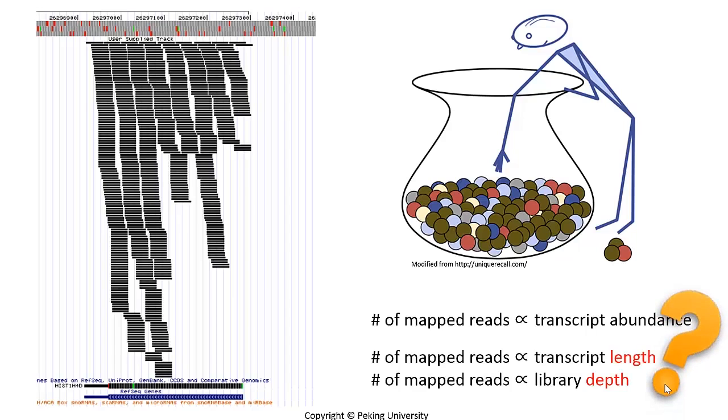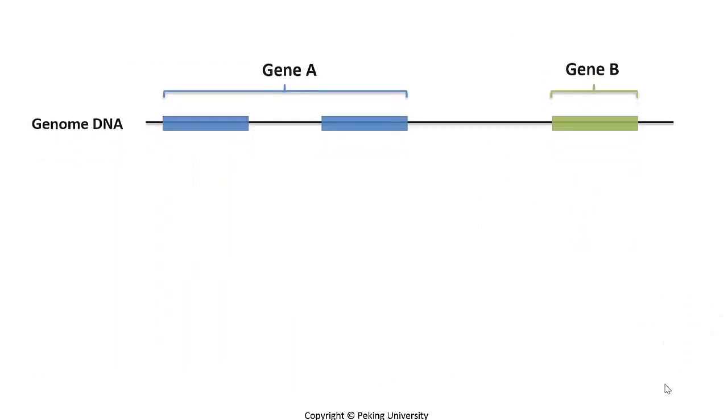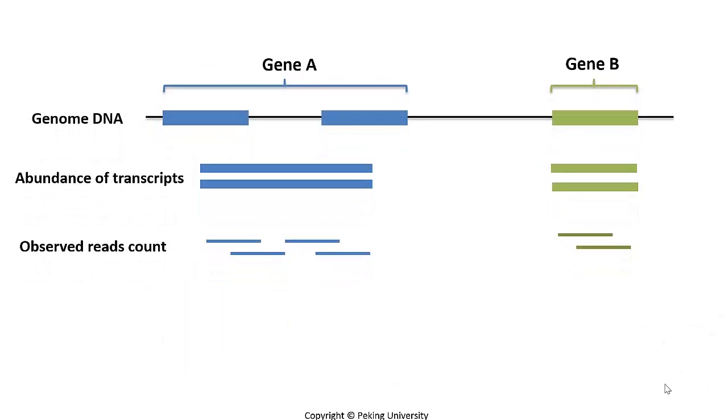For example, there are two genes, A and B. Assume that they have the same expression level, both transcribe 2 transcripts each. Because A is twice as long as B, the number of reads mapped to A is twice as large as the number of reads mapped to B.